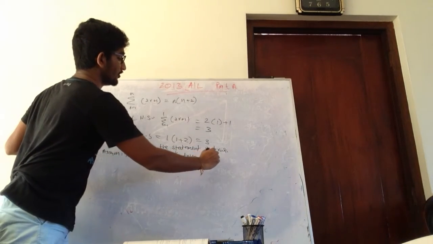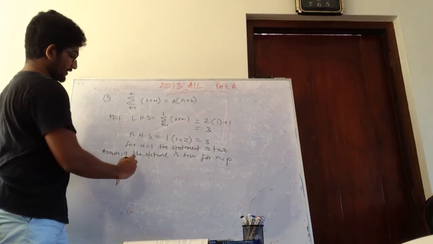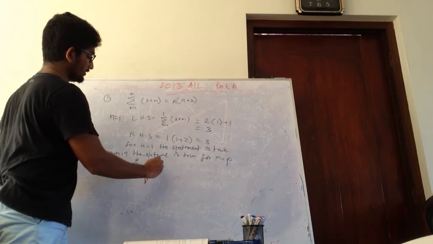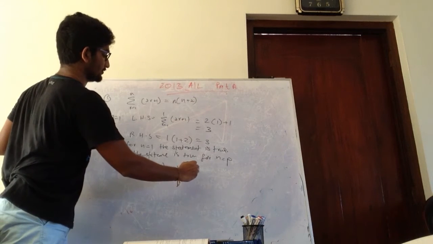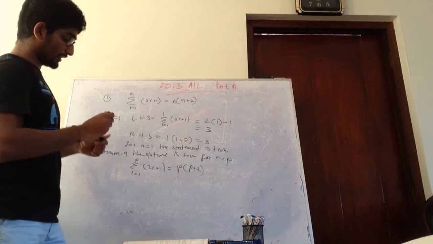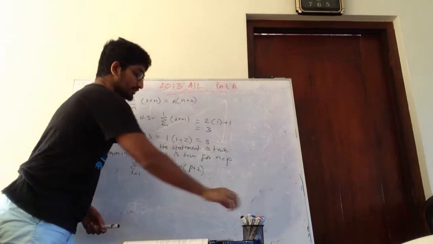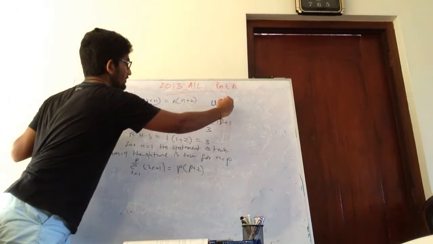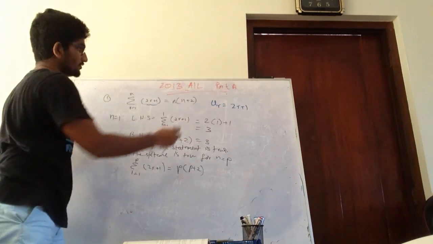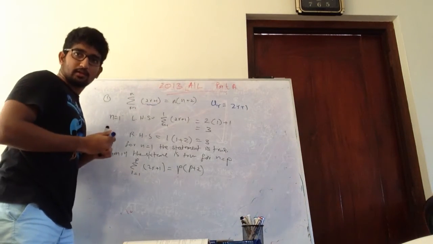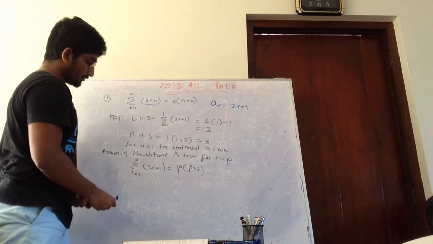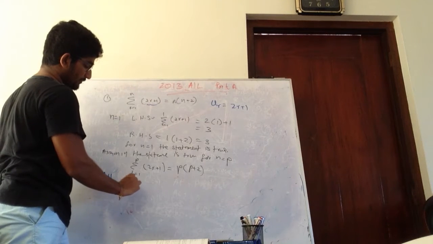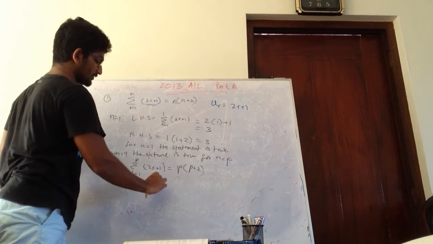Then assuming the statement is true for n equals p, that means the sum from r equals 1 to p of 2r plus 1 is equal to p times p plus 2. Right, so what do you call the common term? Common term is this one. u_r is basically 2r plus 1. So this is the addition of those. So basically what I am going to do is I am going to add u_(p+1) to both sides.